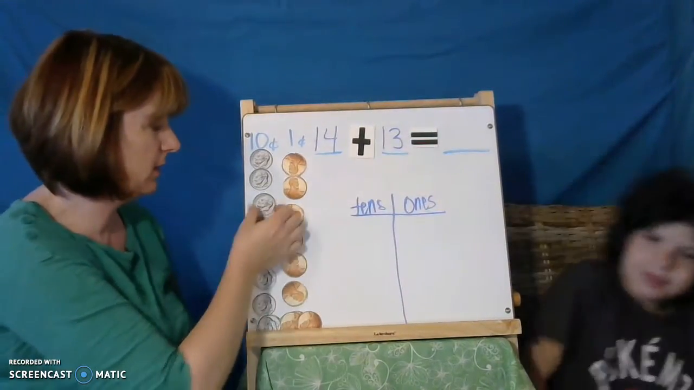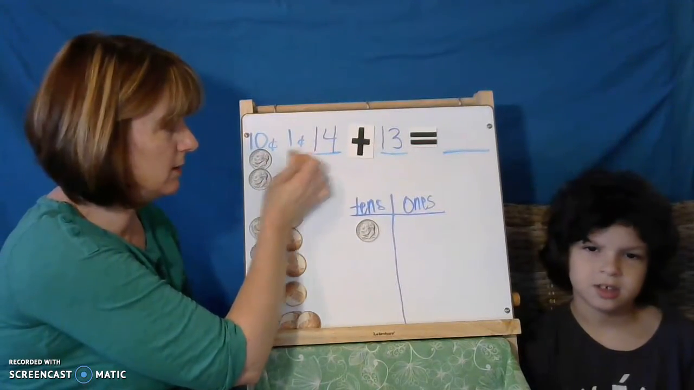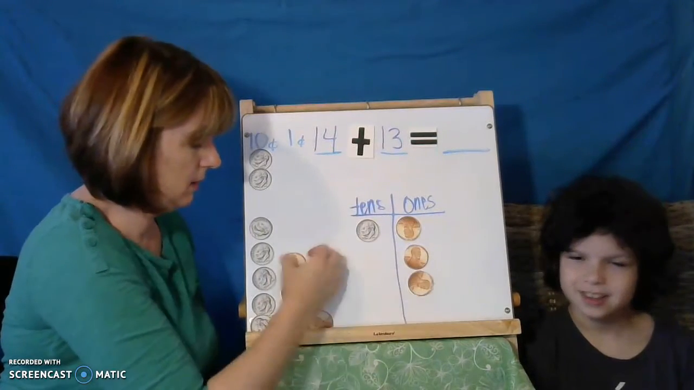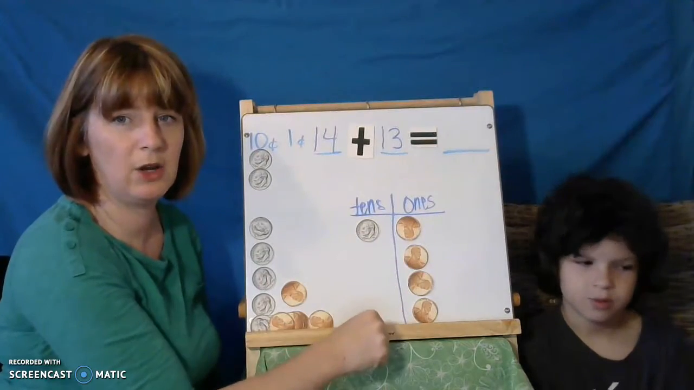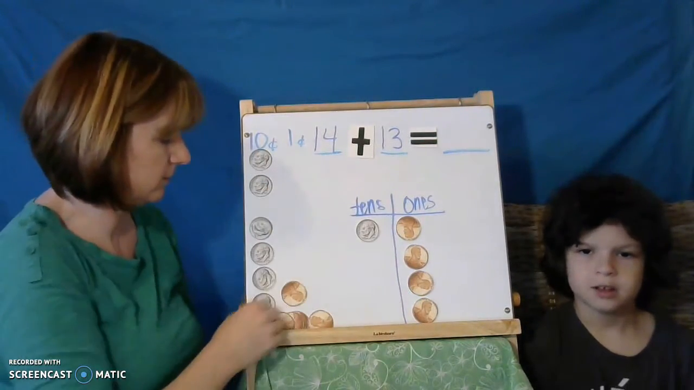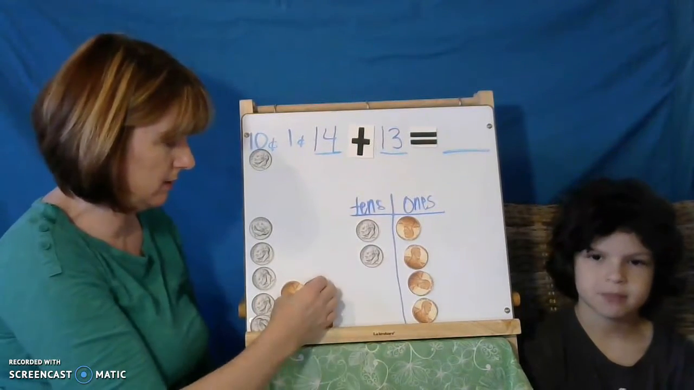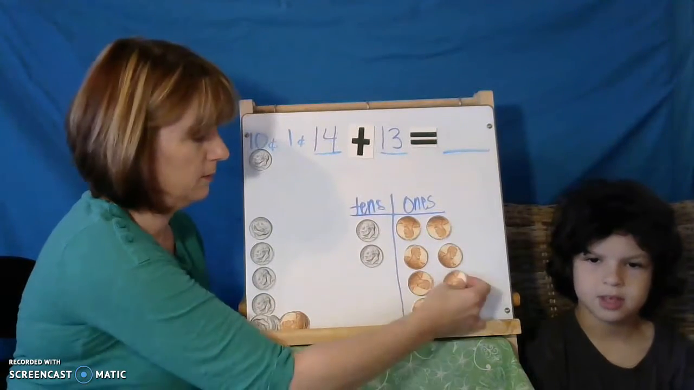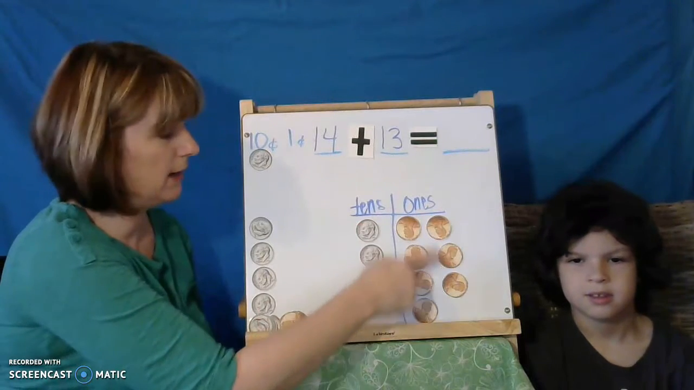So let's build, okay? So we got 14, that would be 1 ten. And how many ones? 4. 1, 2, 3, 4. So now we got 14. Now we're going to just keep adding on. So we're going to add 13. So that would be how many tens? 1. And how many ones? 3. Okay, let's add. Count by tens first, then we're going to count by ones.